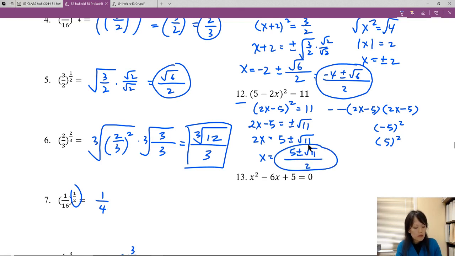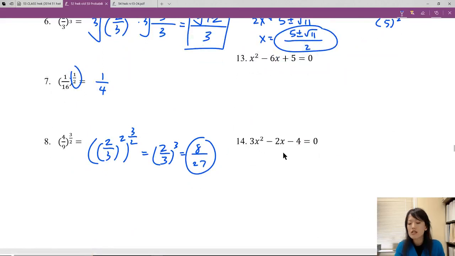Okay, any other problems here? Number 14. It's not factorable. What do you do when it's not factorable? Complete the square or quadratic formula. Yeah, so you have to know how to do those things. If you're doing quadratic formula or completing the square, let's practice completing the square.